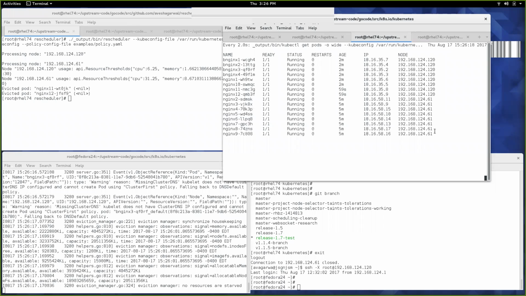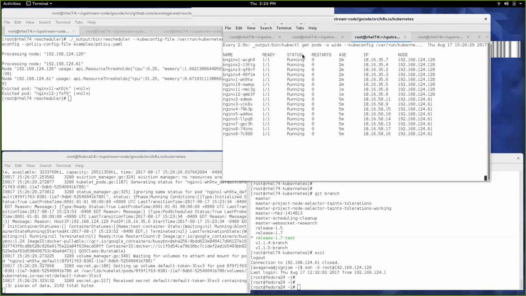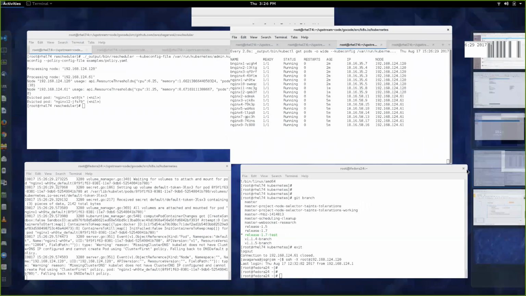So I think that's all I have. If you have any questions. But as I said, right now it's based on pod request values and not the real load. I don't know if other folks have other questions.